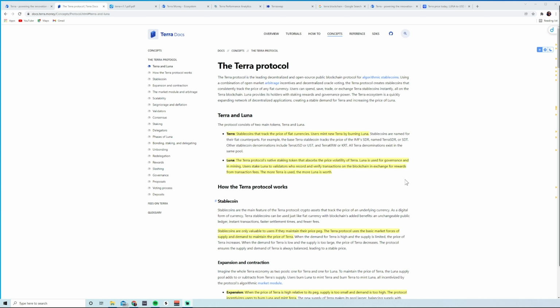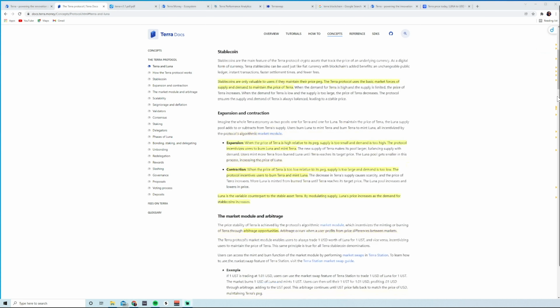It's the native token on the Terra blockchain. So Luna is basically used to help with price volatility. It's used for governance and for mining. So you can also use it to stake to validators, which are block producers, and to verify transactions. So it helps with the governance section of this blockchain in exchange for rewards, obviously. So that is the distinction between Terra and Luna.